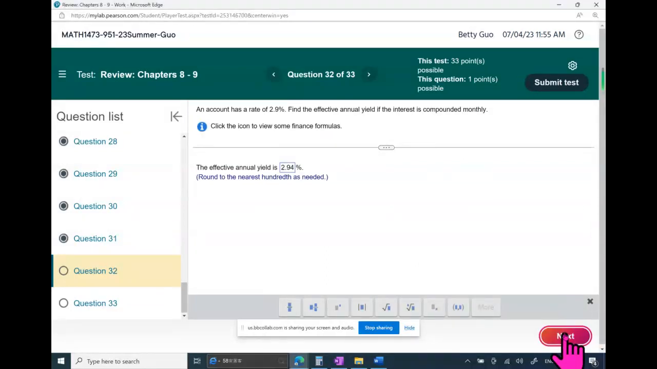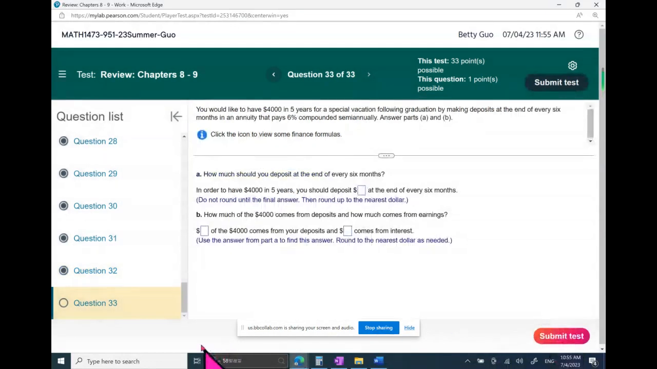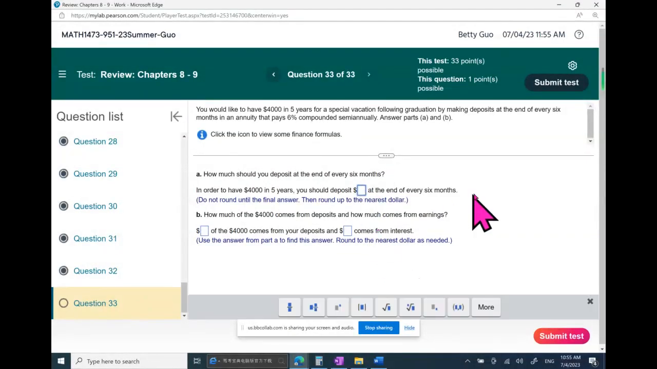Get this closed. Next. This is the last question, right? Yay, we're almost done. So you would like to have 4,000 in 5 years for a special vacation following graduation by making deposits at the end of every 6 months in an annuity. So this is about annuity. We haven't been doing annuity a lot, right? So I'm going to use my calculator. I just say it, and you do the same thing on your calculator, all right?